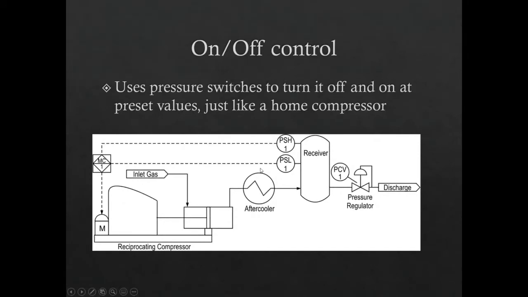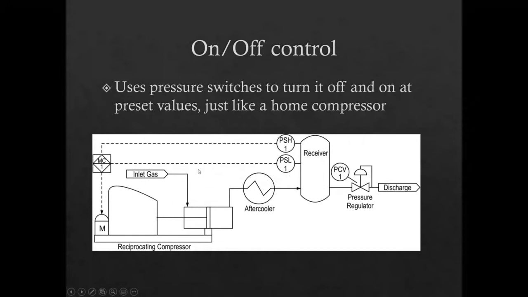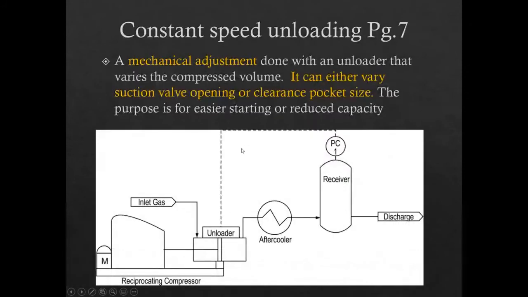Very primitive. This is exactly like your garage compressor. Super, super simple. It uses pressure switches to turn it off and on at preset values. Nothing exciting here. The receiver pressure gets lower, the compressor turns on and starts compressing. Once the high pressure switch is satisfied, it opens the contacts on the motor and it stops compressing. Once the pressure drops again, the contacts close and the motor starts again and away we go. So pretty straightforward. There are no other mechanisms on here, just the two pressure switches. And you'll see that the pressure is controlled just by a regulator. So there's not really any complicated scheme here.